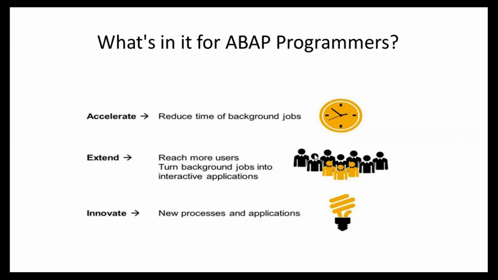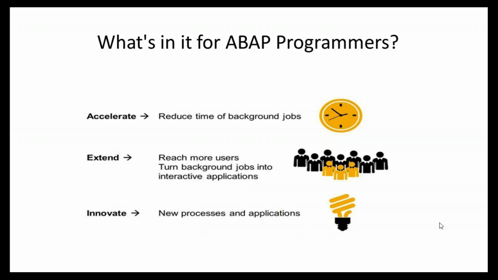So what's in it for the ABAP programmer? We have faster processing of background jobs and reach more users, turning background jobs into interactive applications. Most of the background jobs that we used to have were kept in the background to maintain and control the performance. Those things are not needed now. We can simply run them as interactive applications. You can just load it in front of you. Once upon a time it used to take 10 hours, 15 hours. That can be completed in just 10-15 seconds now. In that way we can complete all the background jobs.